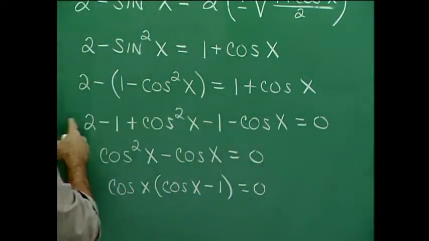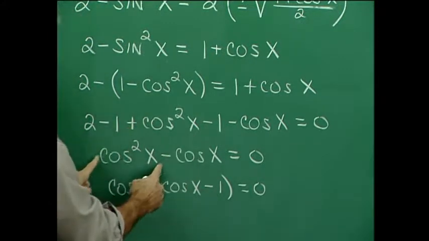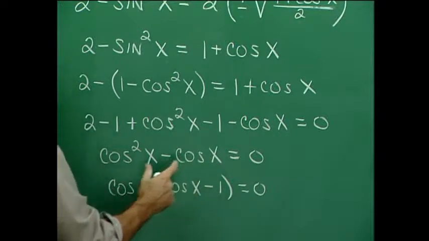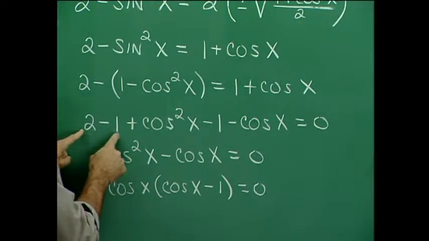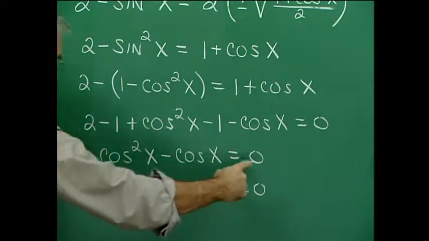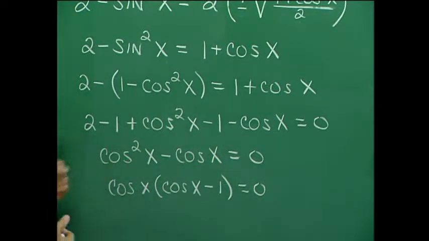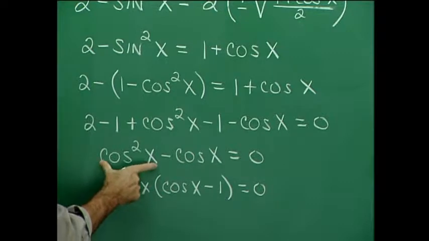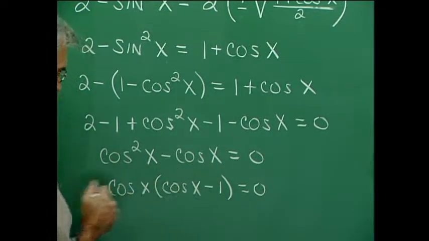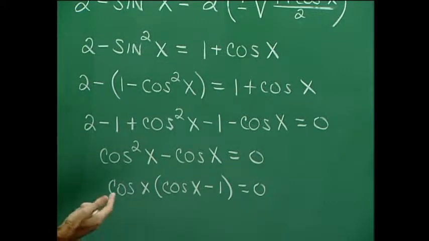And now we just clean up here. I'm writing the term of highest degree first, and then the first degree term, which is minus cosine x. And then a really nice thing happens. 2 minus 1 is 1, and then 1 minus 1, they go out. So we have simply this. Factoring, we take out the common factor of cosine x. Take cosine x out of this term, we're left with cosine x. Cosine x out of this term leaves minus 1. And now off we go with analyzing these two factors.